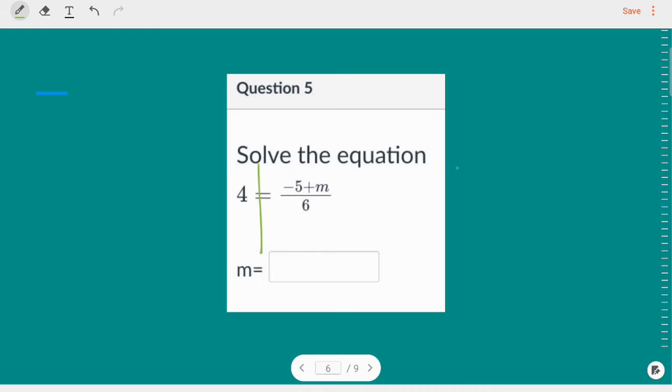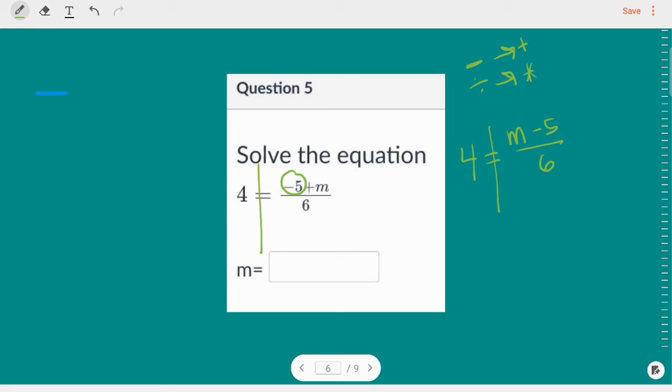Solving this equation. I'm drawing my line. I'm going to identify my operations. I'm going to rewrite it a little bit. I don't like that the variable comes second. So m is positive, so I'm going to leave it positive. The 5 is negative, so I'm going to leave it negative. Now I'm going to identify my operations. I have subtraction and I have division. How do I undo those? I'm going to undo the subtraction with addition, and I'm going to undo the division with multiplication.